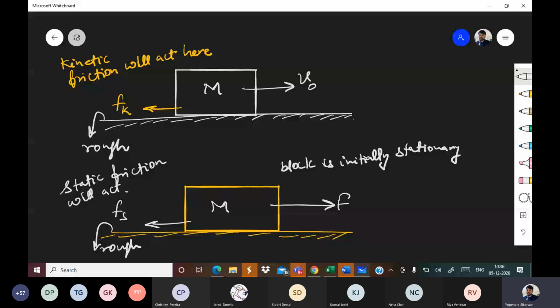Similarly in this example, depending on the scenario, in the first case the block was already moving. So to stop the relative motion, kinetic friction will act. In the second case, the block was stationary, and what the surface wants is that the relative motion should not start. So for that, static friction will act. Okay. So basically, let me give you the definition of friction.